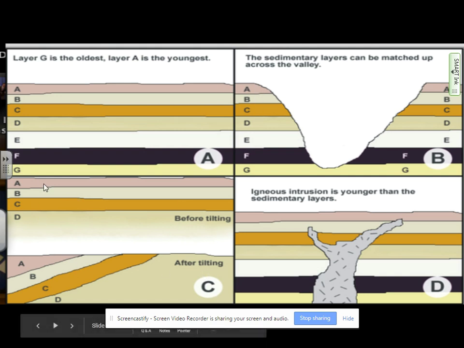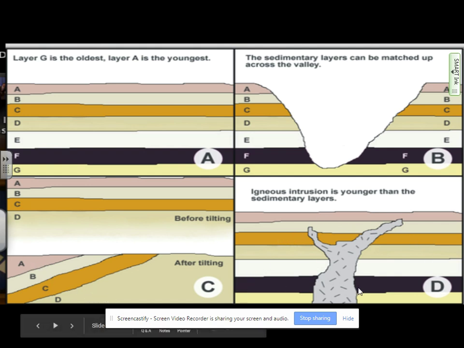If we look at C, see this A, B, C, D? This is before tilting. So the rock layers are nice and flat. D would be the oldest, then C, then B, then A is the youngest. But look, the rock layers got tilted to the side. So when it's tilted to the side, you can still tell D is on the bottom. So D's oldest, C, B, A. And then you can see that tilting happened last. All the rock layers have been affected by the tilting. So the tilting was the last thing to happen.